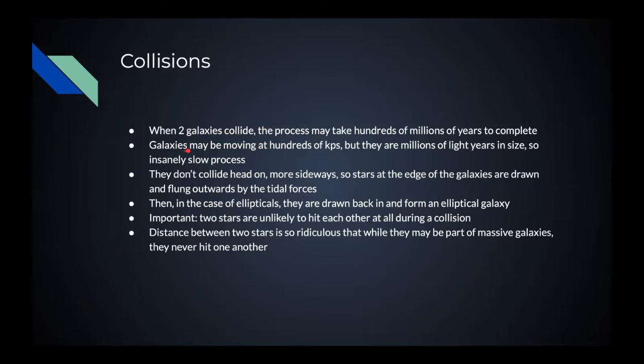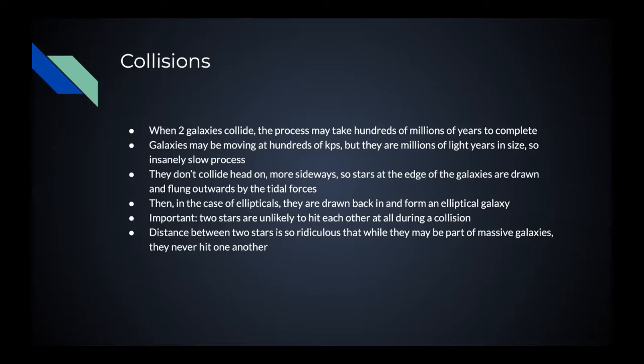This is because while they might be moving at hundreds of kilometers per second, that's what this means, they may be moving at incredibly fast speeds to us, but they're massive. Remember, galaxies are millions of light years in size. Like, they're millions of light years across. So it's a very slow process. And typically, you don't have two galaxies colliding head on, but more sideways, so they'll hit each other at a sort of angle, per se.